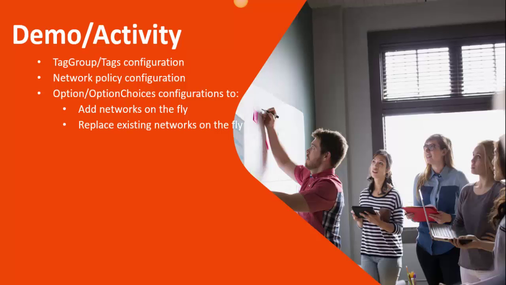In today's demo, we'll talk about tag group and tags configuration, and network policy configurations. We will be talking about option and option choices configuration, which includes add networks on the fly and replace existing networks on the fly. Let's switch to Cloud Admin Console and talk about these configurations.